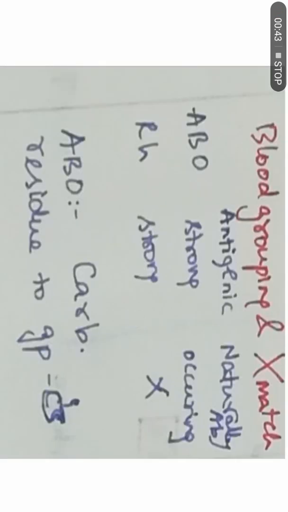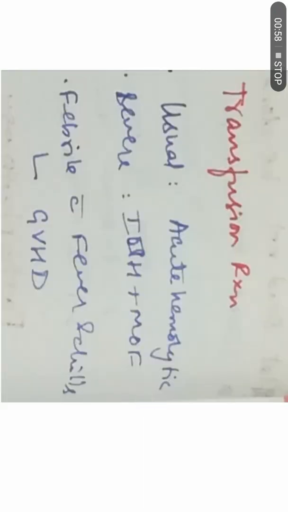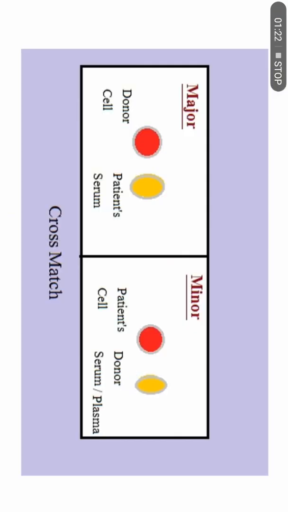Blood grouping and cross-matching, as we already know: ABO and RH groups are antigenically strong, but the only majorly occurring antibodies are ABO, however RH can also be induced. ABO is based on the carbohydrate residue on the glycoprotein attached to the RBCs. Transfusion reactions are of 3 types: the usual, the severe, and the febrile ones. The usual one is called an acute hemolytic one. The severe one causes intravascular hemolysis and multi-organ failure, which means at least 2 organs have failed. Febrile is often associated with GVHD, or graft versus host disease, which is often seen with fever and chills. So this is the cross-matching, the major and the minor cross-matching.